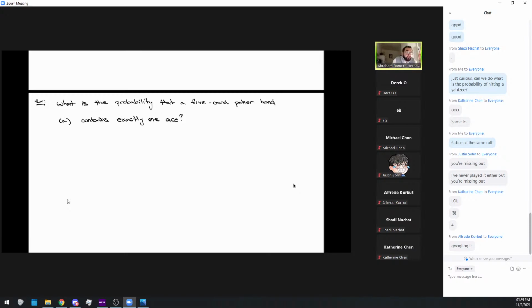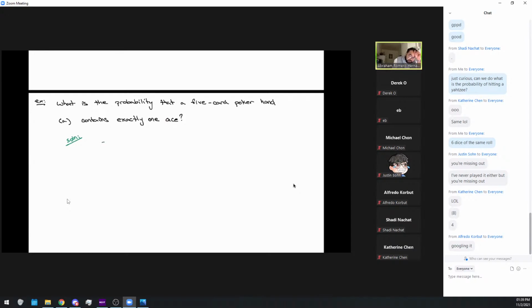So what is the probability that a 5-card poker hand contains exactly 1 ace? So if you have 5 cards, what's the probability of having exactly 1 ace? Well, how do we do that? First of all, let's deal with the fact that we want.